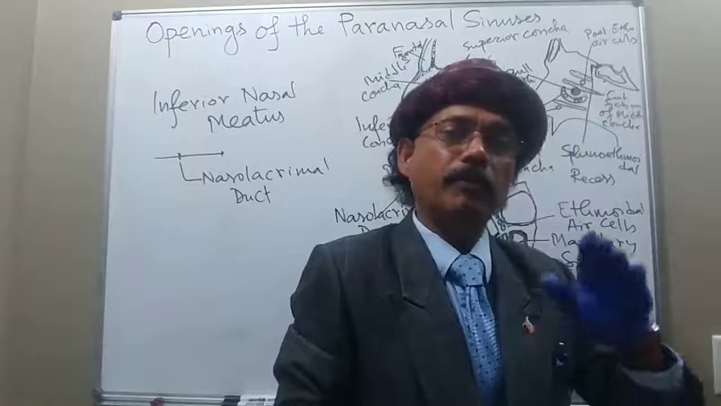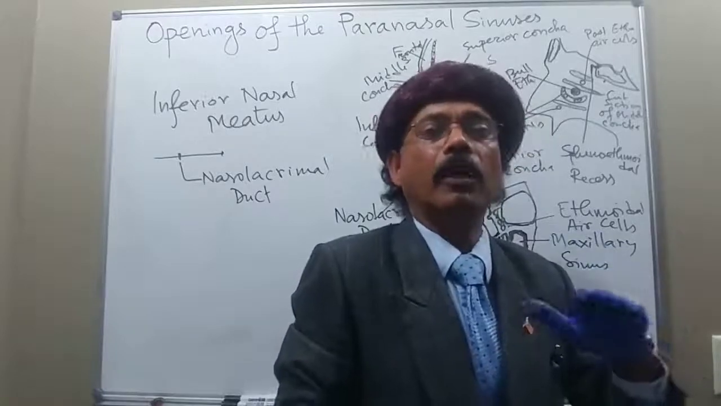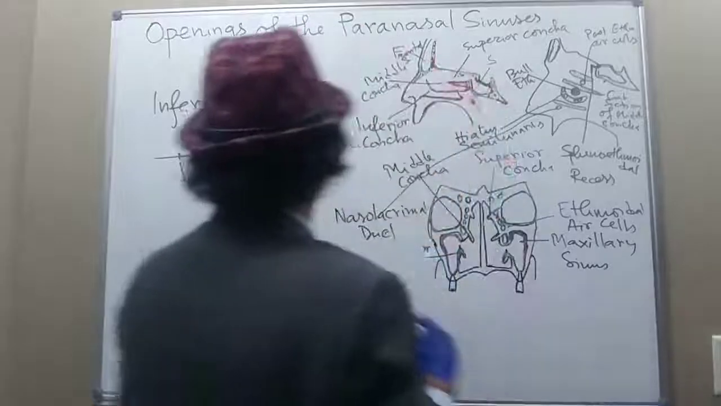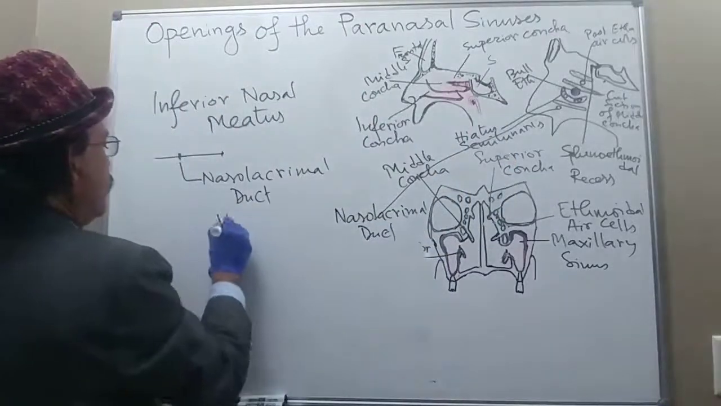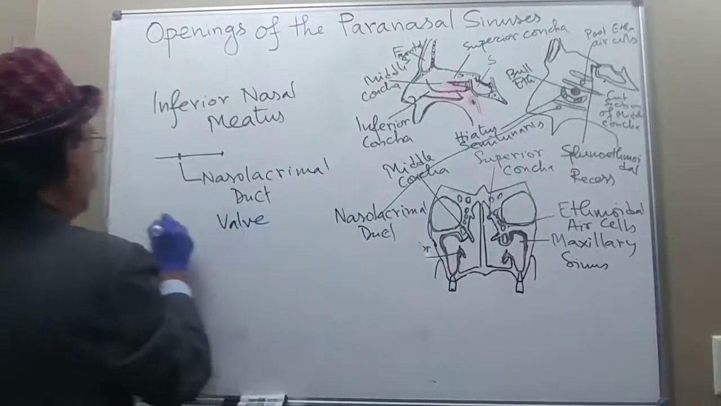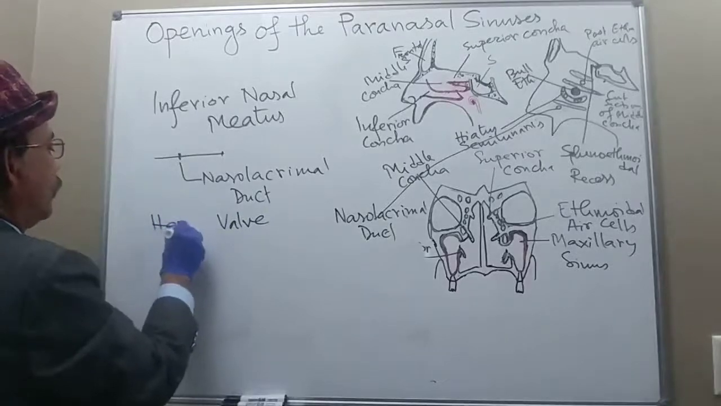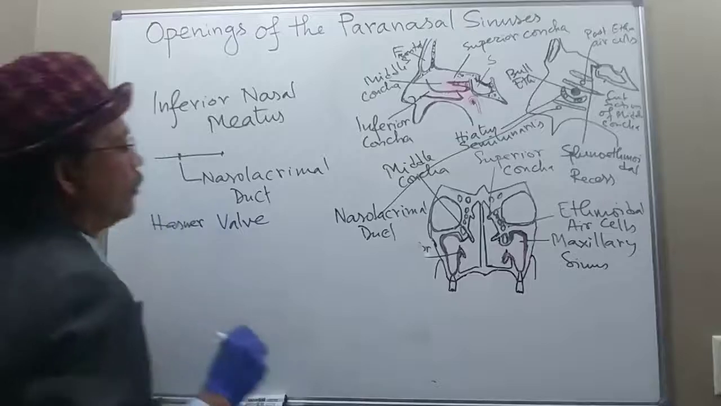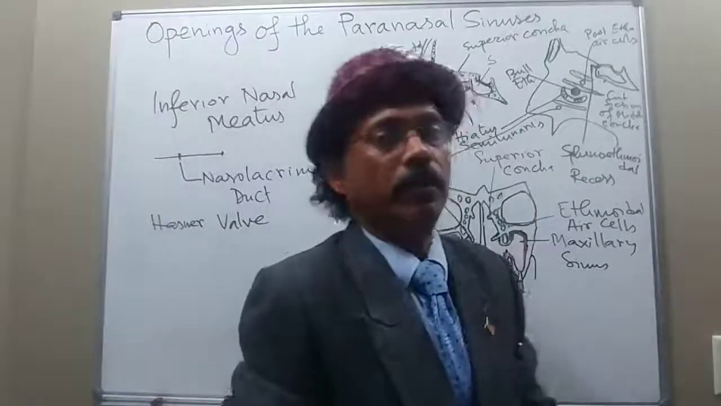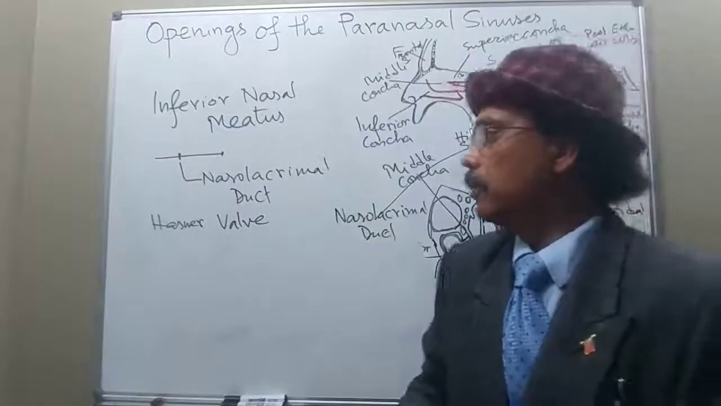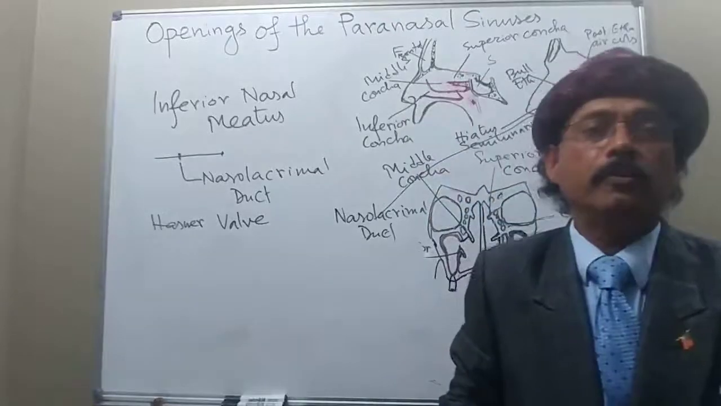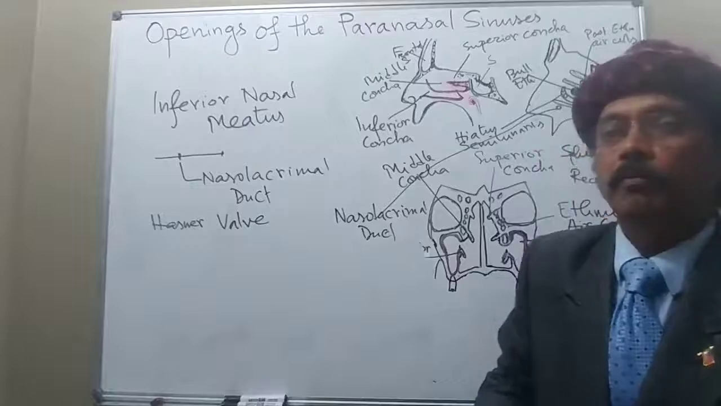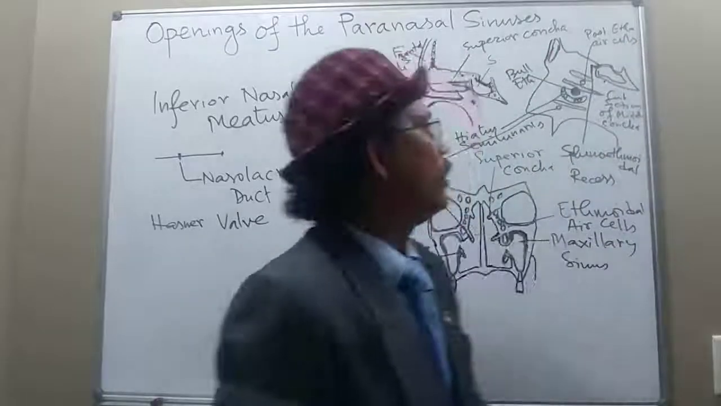It is guarded by a mucous valve called Hasner's valve. Okay, it is a valve. We call it Hasner's valve. Okay, we got that. So we got the openings of the paranasal sinuses.